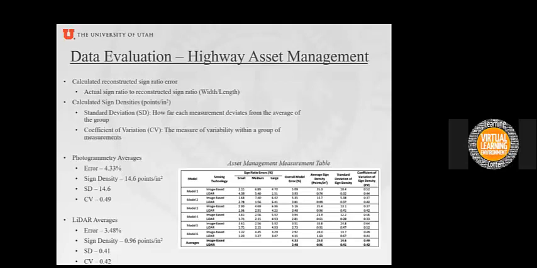This is our measure of variability within these sign densities. The lower our coefficient of variation, the less variability within the model, or more uniformity. So what this is saying with these values is that with a coefficient of variation of 0.42 for LiDAR and 0.49 for photogrammetry, LiDAR had a slightly more uniform distribution of points throughout its point cloud, even though the photogrammetry models were much more dense.